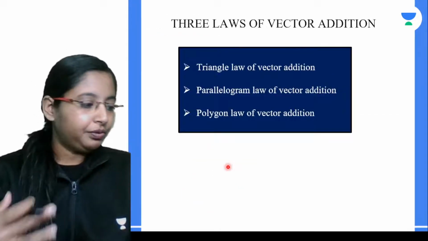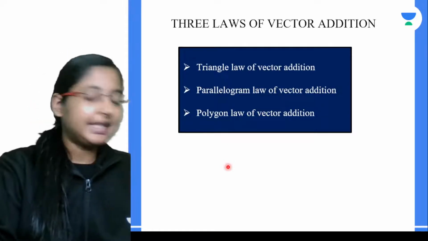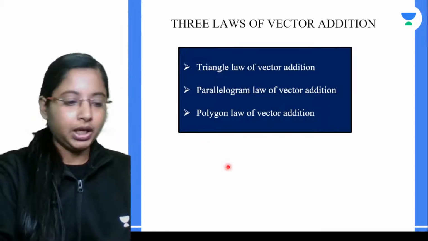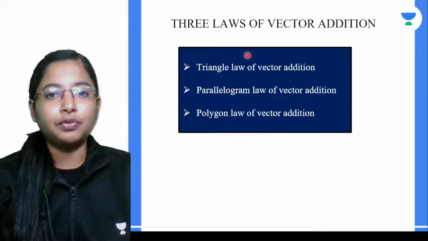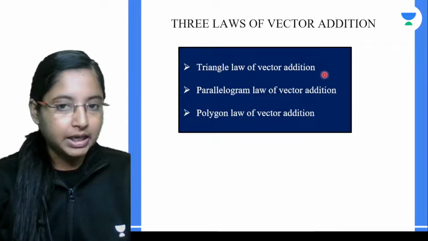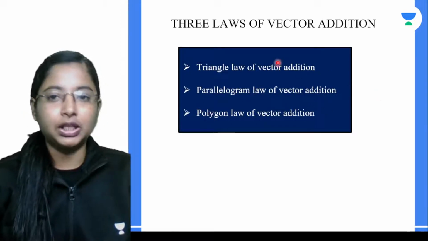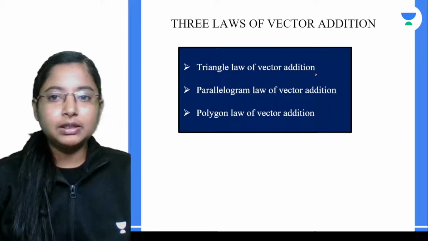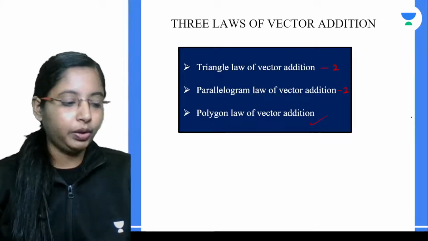Now you cannot add vectors the way we add ordinary numbers. To add vectors we make use of trigonometry, so we have to make use of the vector laws available. There are three vector laws. One is the triangular law of vector addition, another is the parallelogram law of vector addition, and finally we have the polygonal law of vector addition. The first two are basically to add only up to two vectors. If you are adding more than two vectors, then we go with the polygonal law.